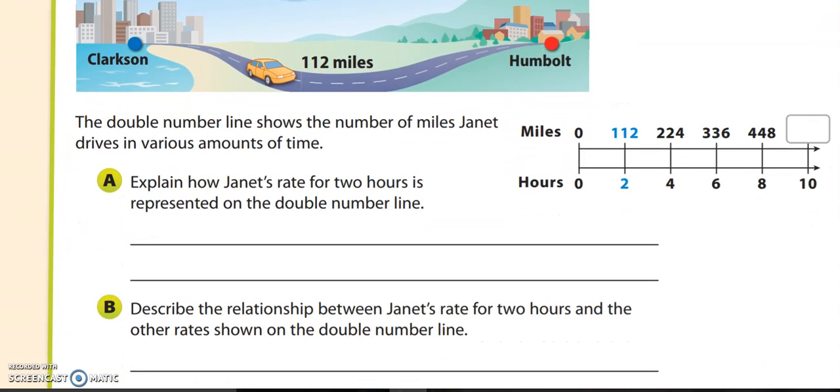This thing right here is called the double number line because at the top we've got 1 unit, miles, and at the bottom we've got the other unit, hours. And what you should notice is that the directions said that she drove for 2 hours, and then the picture shows that she drove for 112 miles. Question A says, explain how Janet's rate for 2 hours is represented on the number line.